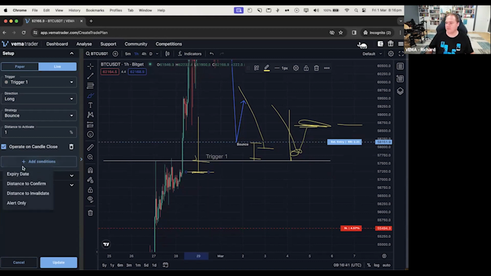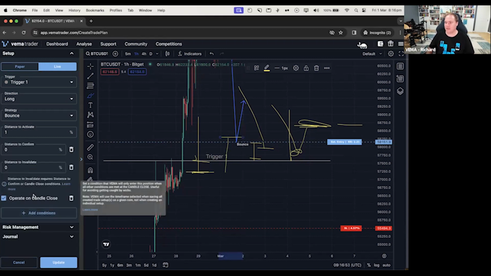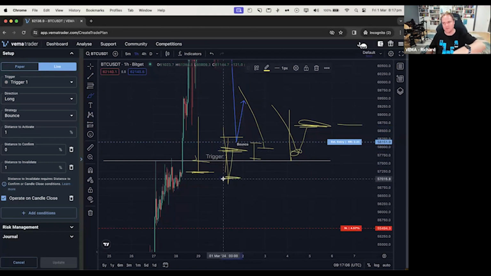But that currently doesn't have an invalidate condition. So if price was to go ahead and close the next candle back up here above the trigger, then Vema's going to take the trade. The only way that invalidate would happen here is if price, let's put this to 1%, price would have to come down. Where does it close? It closed up here, but it got invalidated. The wick wicked its way down there. So Vema would say, hey, the last candle actually did go down to the invalidation, and so it would have invalidated itself.